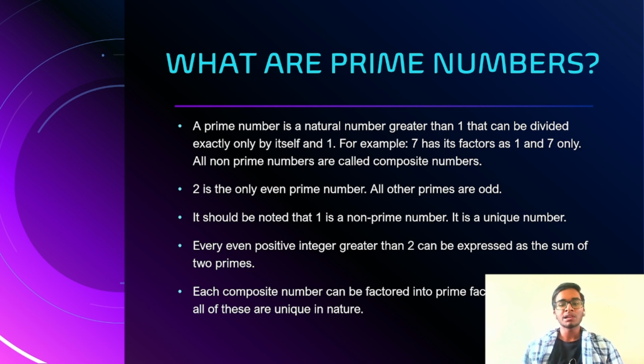Also, each composite number can be factored into prime factors, and these are unique in nature. So, let's take an example of 18. 18 can be factorized into 3 times 3 times 2 times 1. 3 and 2 are prime numbers. 1 is a factor of each and every number, so we don't include it in prime numbers. So 3 and 2 are the only prime factors.